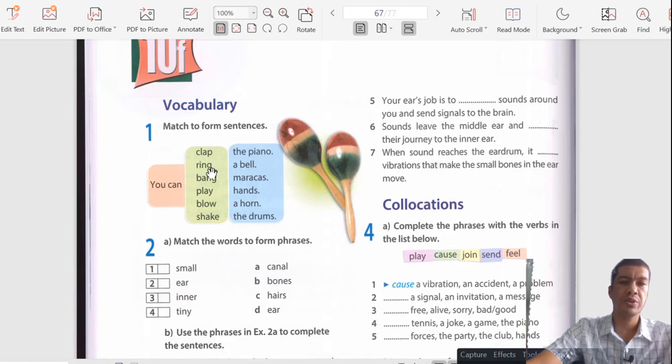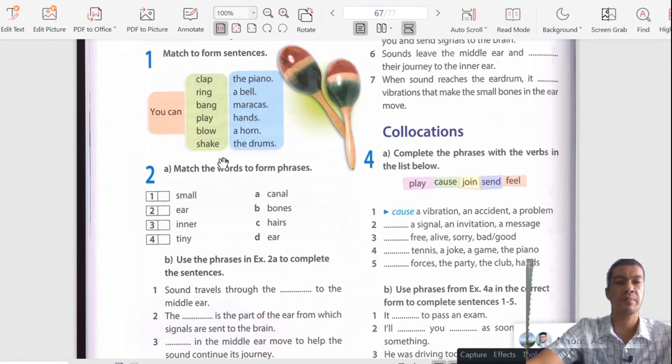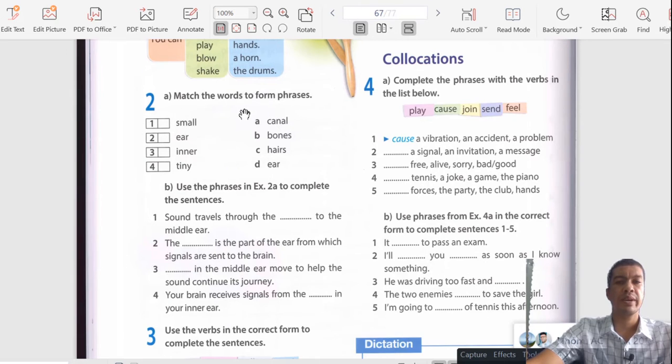What can you ring? You can ring a bell. You can bang the drums. You can play the piano. You can blow a horn, and you can shake the maracas. Alright, so these are the order of what you can do with all of these instruments and the verbs that go along with them.